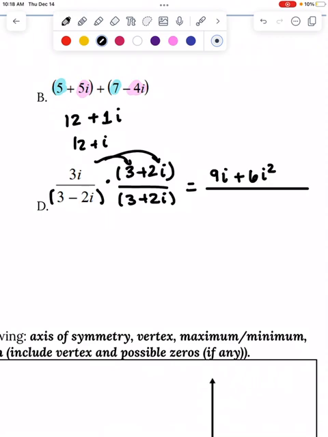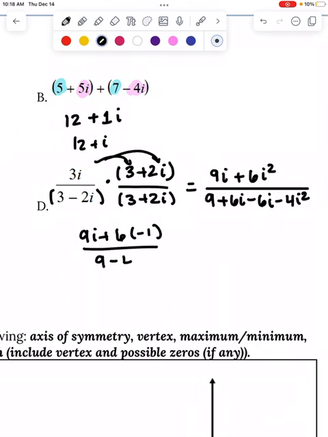Then I'm going to get 9 plus 6i minus 6i minus 4i squared. Alright, my top is 9i plus 6 times negative 1. And then I have 9 minus 4 times negative 1. So I get 9i minus 6 on the top. And that's 9 plus 4 now. So 13.